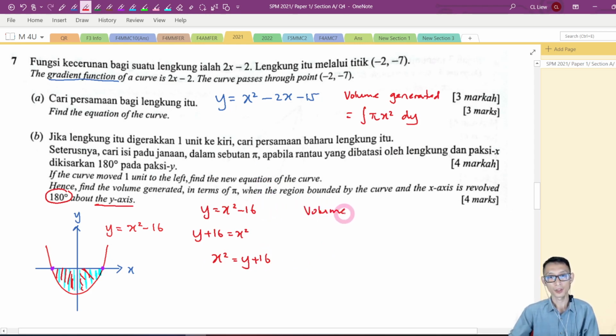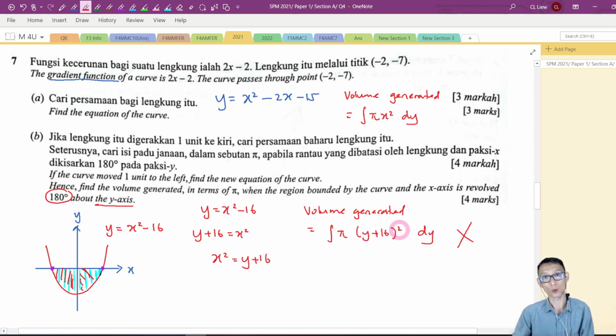Volume generated. So I'm going to use this formula, pi x squared. Some students might be doing it this way. They take this one, square it, which is not correct. Why? Because this is already x squared, right? x squared is equal to this. Therefore, here you don't have to square it anymore. Okay, so be careful for this step. So x squared is equal to this. What you need to do is just copy this one.